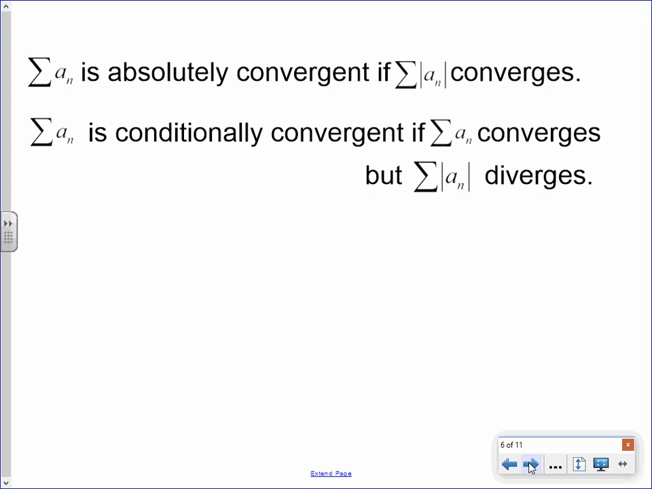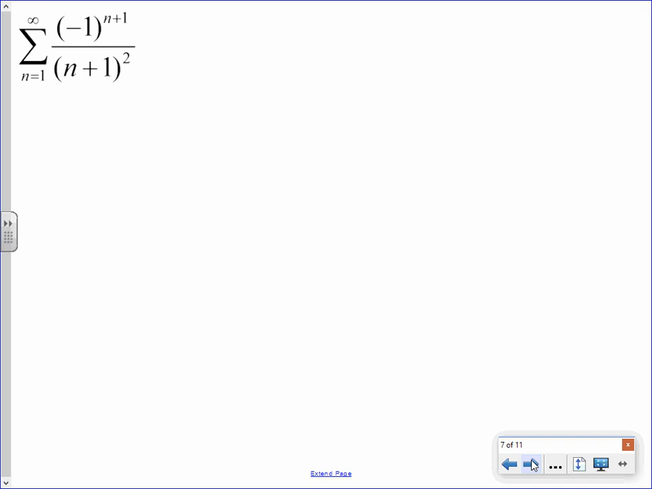So what we're going to do in these next two examples is determine A, whether the series converges or not, and then B, does it converge absolutely or conditionally. So here's our first example.